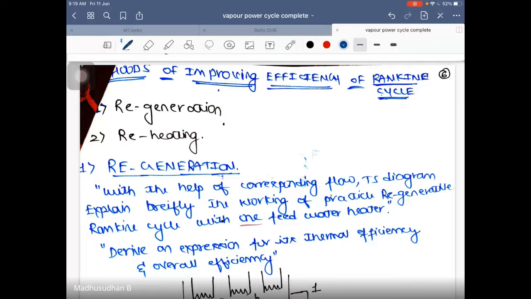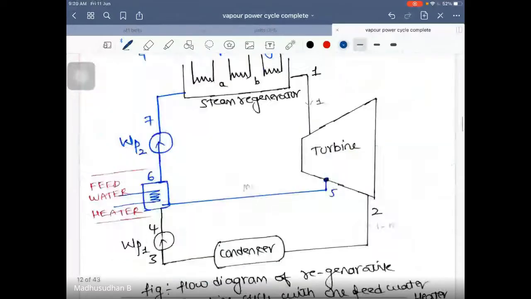No. We don't have a compressor in case of a Rankine cycle. So can I apply intercooling here? No, definitely not. So intercooling is gone. Only two methods are there: one is regeneration and the other one is reheating. So regeneration, you can just observe here.